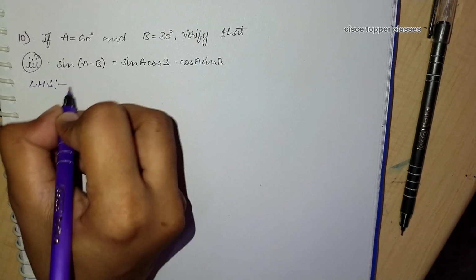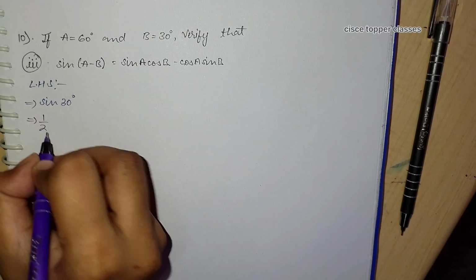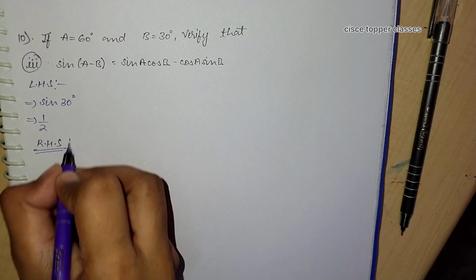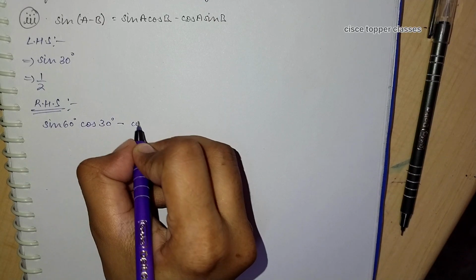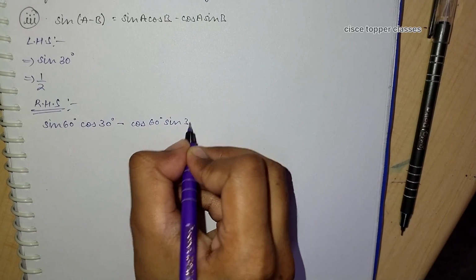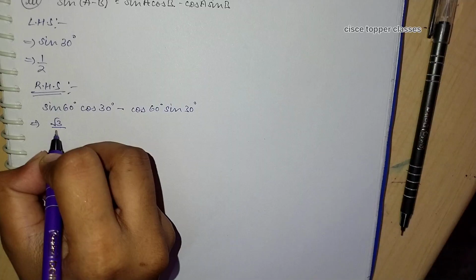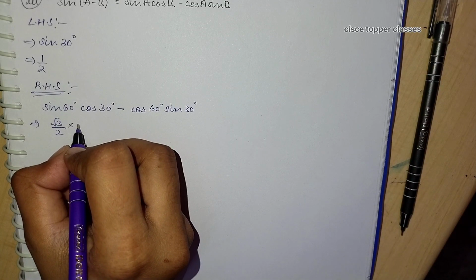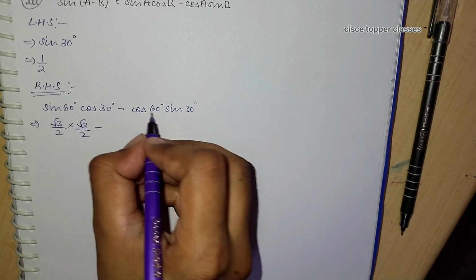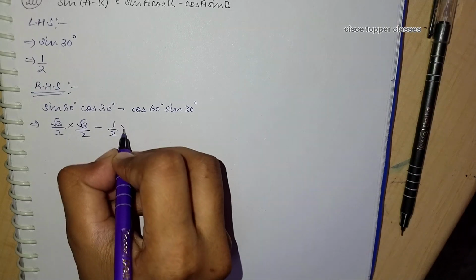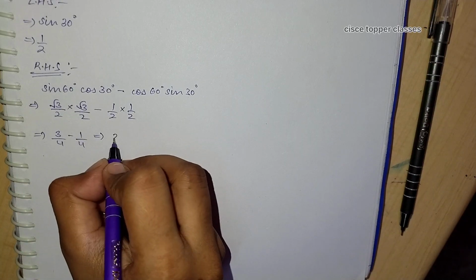So if we take the LHS part, left hand side, we can write sin(A minus B) as 60 minus 30, which will be sin 30 degrees. So this is 1 by 2 here. And if we take the RHS part here, this we have to prove as sin 60 degrees cos 30 degrees minus cos 60 degrees and sin 30 degrees. So sin 60 will be under root 3 by 2, into cos 30, which will be under root 3 by 2 again, then minus cos 60 as 1 by 2, into 1 by 2. So here we can write 3 by 4 minus 1 by 4, which will be 2 by 4.